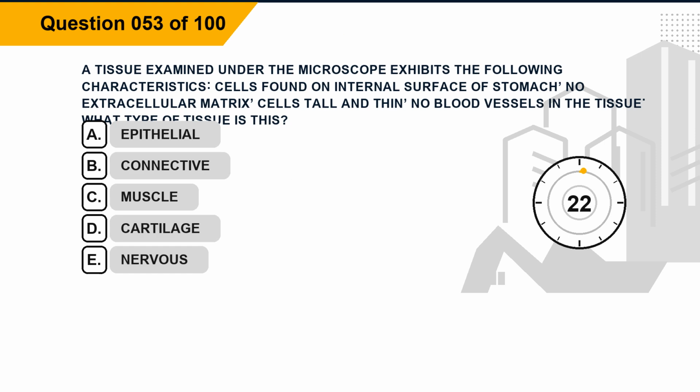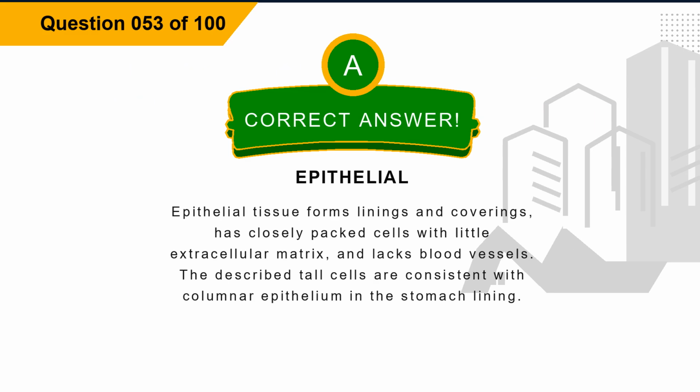Question 53. A tissue examined under the microscope exhibits the following characteristics: cells found on internal surface of stomach, no extracellular matrix, cells tall and thin, no blood vessels in the tissue. What type of tissue is this? Option A, epithelial. Option B, connective. Option C, muscle. Option D, cartilage. Option E, nervous. The correct answer is option A, epithelial. Explanation. Epithelial tissue forms linings and coverings, has closely packed cells with little extracellular matrix, and lacks blood vessels. The described tall cells are consistent with columnar epithelium in the stomach lining.